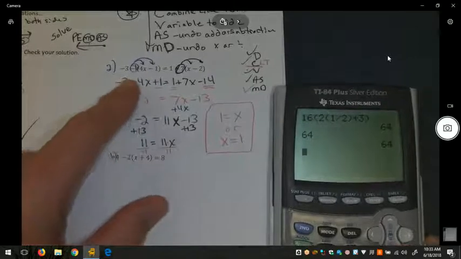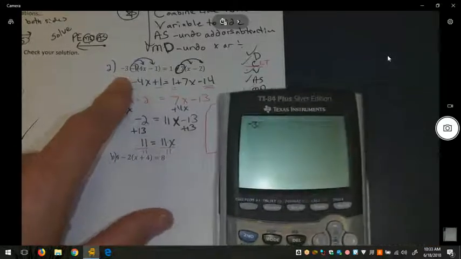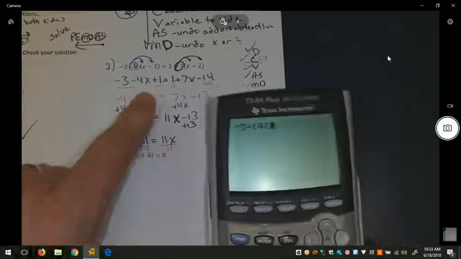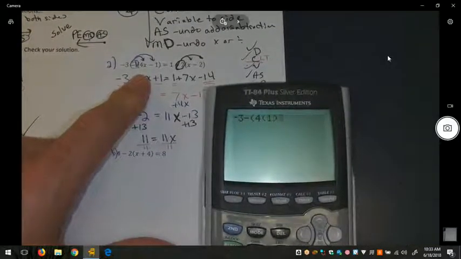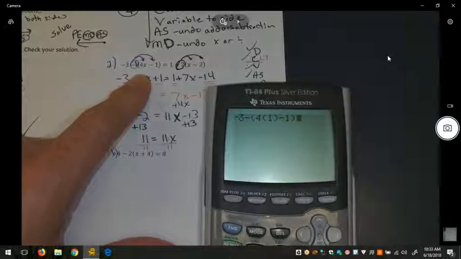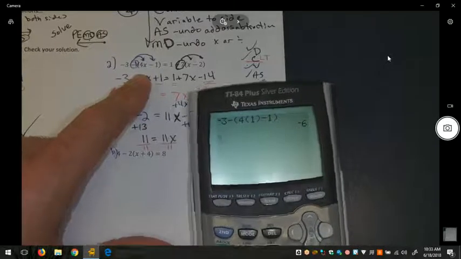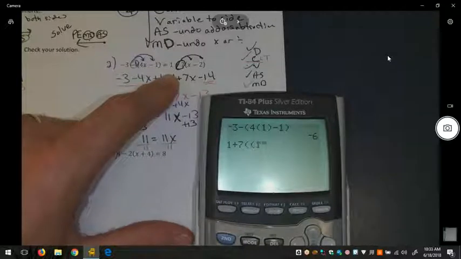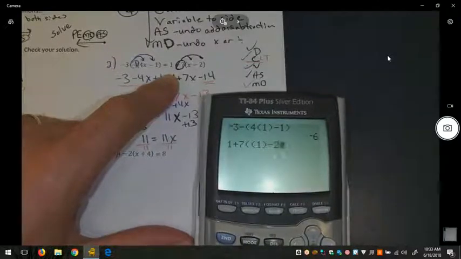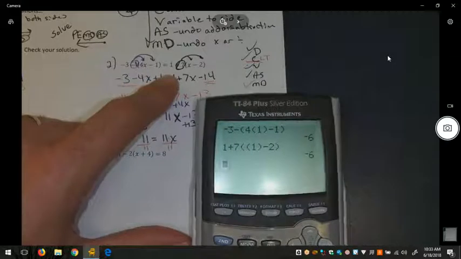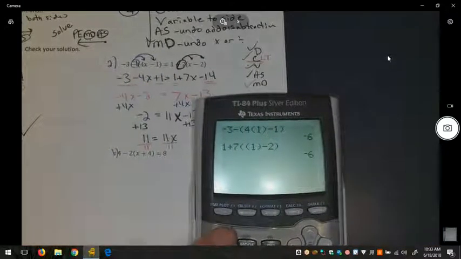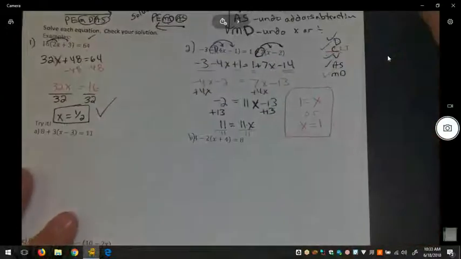For this one, let's see if I can read it. We have negative 3 minus 4 times, we have x equal to 1, minus 1. So on the left-hand side, we have a negative 6. On the right-hand side, we have 1 plus 7 by, our x is again 1, minus 2, which is also negative 6. Since both the left and right-hand side are negative 6, we know we solved correctly.